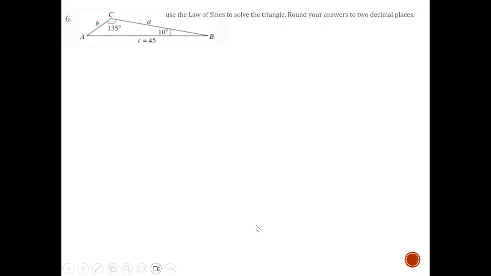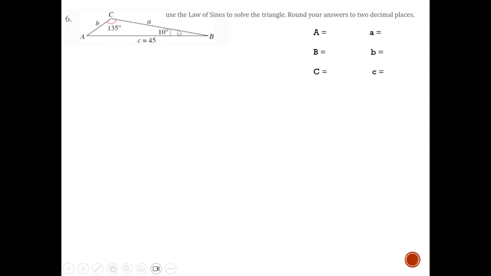Okay, now let's do another example. This is from the homework. It says, use the law of sines to solve the triangle. Round your answers to 2 decimal places. Okay, let's start right by what's given.